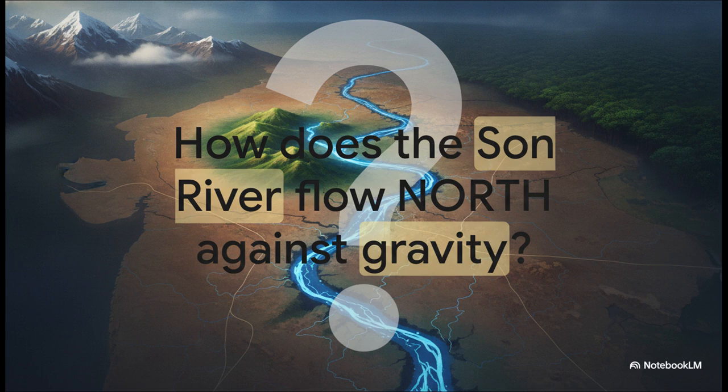Take the Son River, for example. The general slope of the peninsular plateau tilts east or west, right? Yet the Son River originates in the Amarkantak Plateau in central India and flows directly north to join the Ganga near Patna. How is that even possible? How can a river seemingly flow uphill, totally fighting the natural gravitational slope of the land?